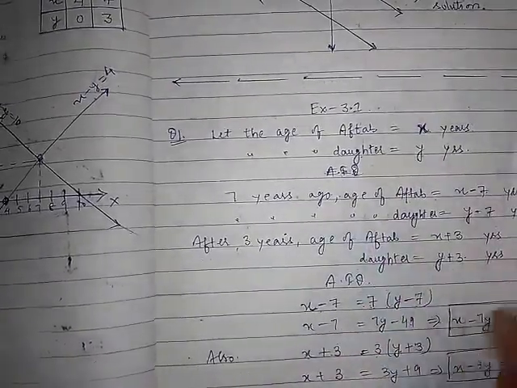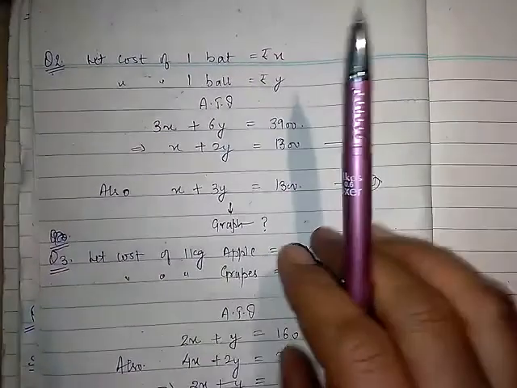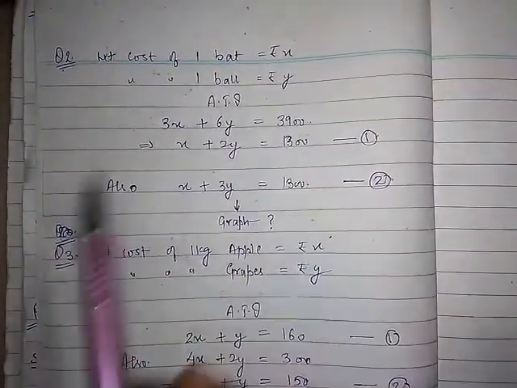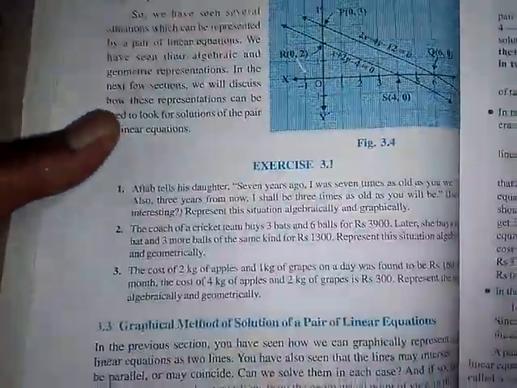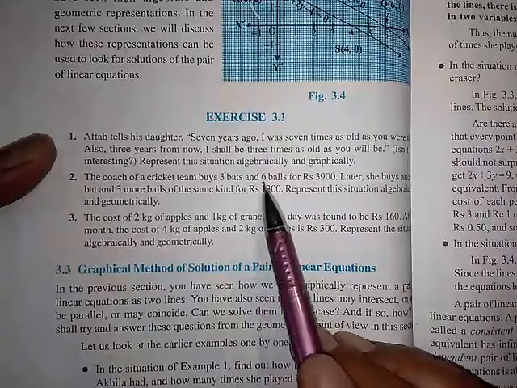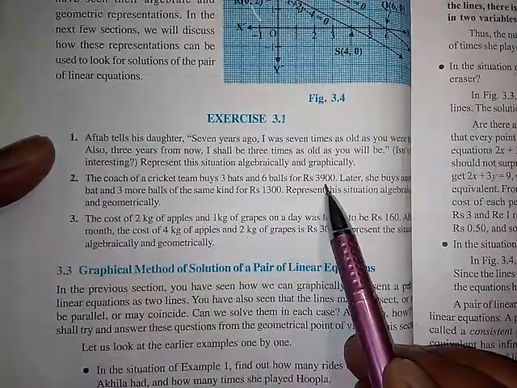So let us understand question number 2. In question number 2 they are talking about the cost of bats and balls. Now have a look at the question. The coach of the cricket team buys 3 bats and 6 balls for rupees 3900.